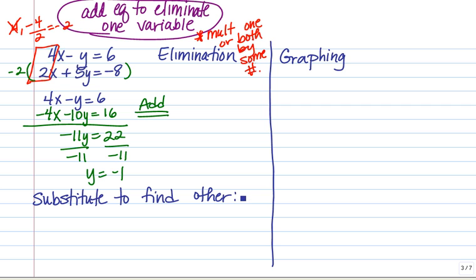So this would give us what? If we substitute y equals negative 1, we would have 4x minus, in parentheses, negative 1, and that's equal to 6. So we get 4x plus 1 is equal to 6. And so 4x is equal to, subtracting 1, we get 5. So x would be 5 over 4.